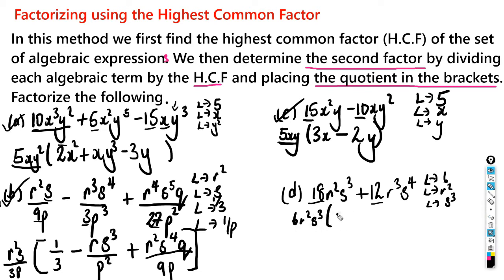6 into 18 goes 3 times. R squared into R squared gives us 1. And S cubed into S cubed just gives us 1 as well. So we're just going to get 3 here. Plus 6 into 12 actually gives us 2. R squared into R cubed gives us R. And S cubed into S to the 4 gives us S. So that's the answer here. And we're pretty much finished here as well.